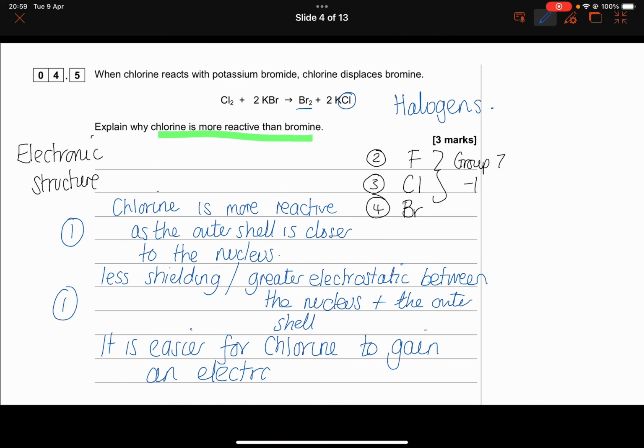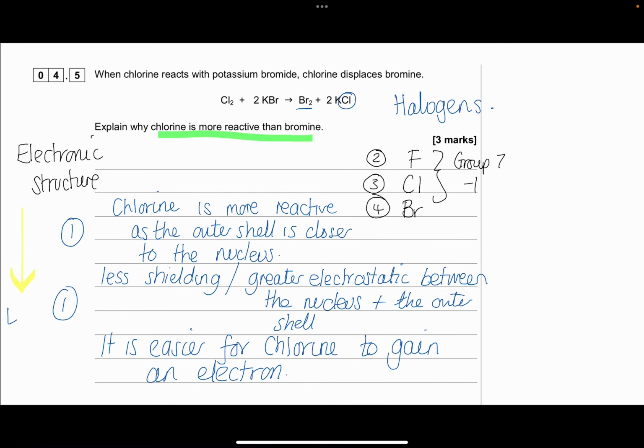Okay. So if we were comparing it to the full group and not just chlorine and bromine, the trend, and this is additional information that we put round the side, is that as you go down group 7, they get less reactive. The reason they get less reactive is the outer shell becomes further and further away from the nucleus. You've got more shielding, you've got a weaker electrostatic attraction between the nucleus and the outer shell, and therefore it becomes much harder to gain that electron as you go down the group to get your full outer shell.